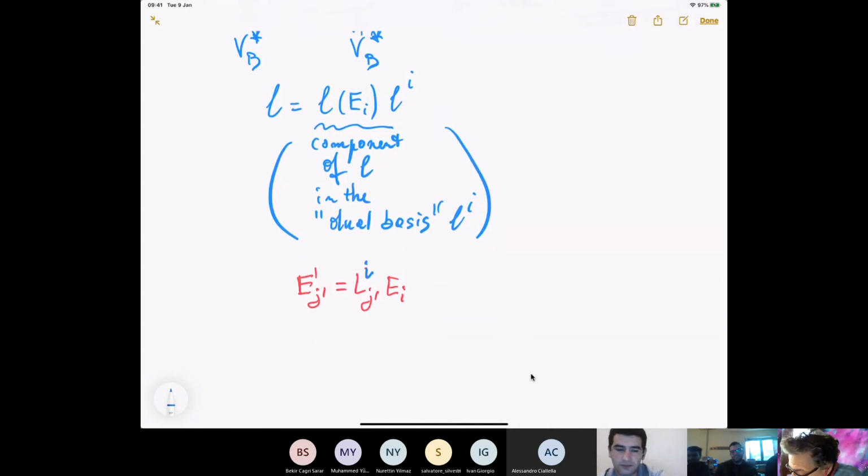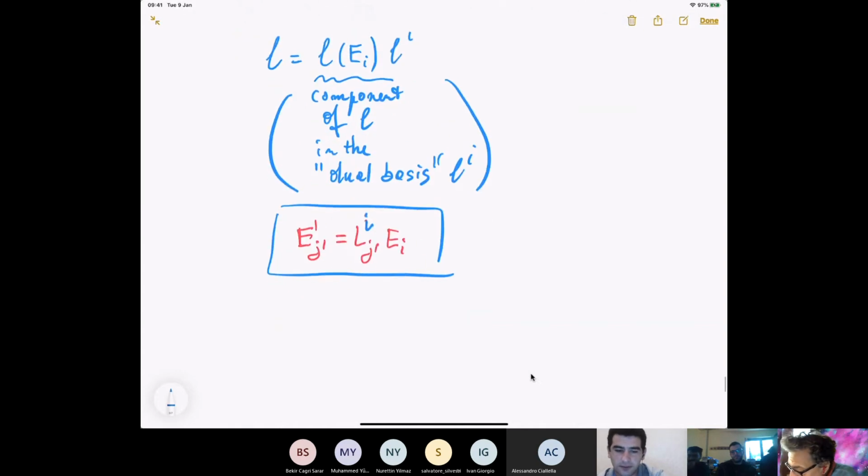So this is the formula of change of basis. Now I have L_j prime, I have L_i.